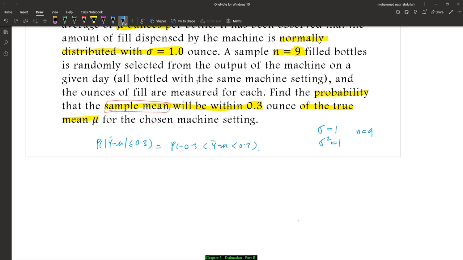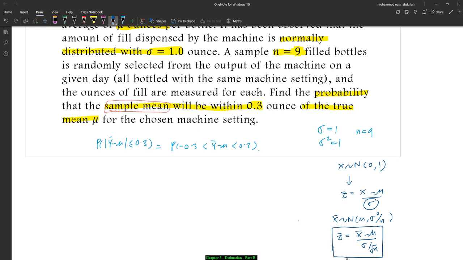So we know the Z distribution, right? If X has a normal distribution with mean equal to 0 and variance equal to 1, it can be translated to a Z score. The Z score is equal to X minus mu divided by sigma. So when X bar has mean mu and variance sigma squared over n, the Z score should be equal to X bar minus mu divided by sigma over square root of n. It's the same thing; here we take the square root of sigma squared and we get this. So this is the Z distribution formula.